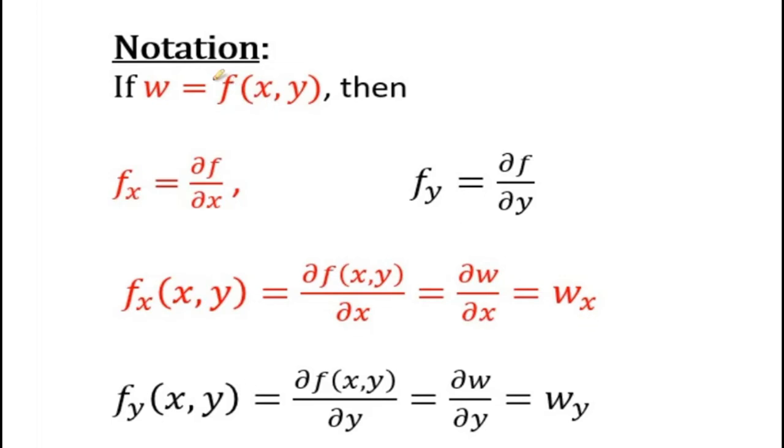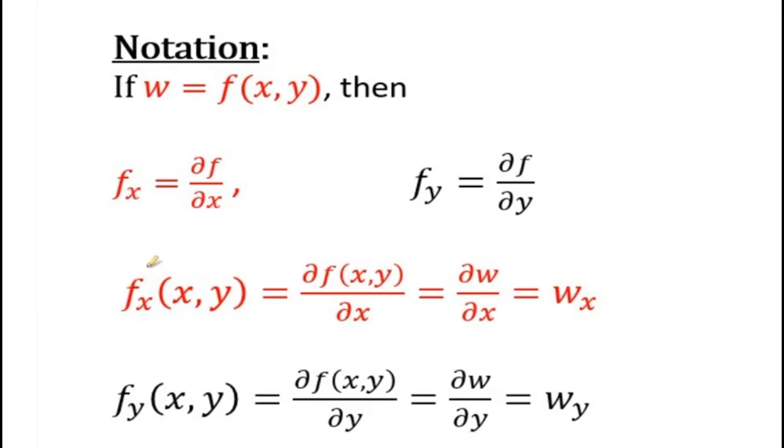Now we have the notations for the first order partial derivative. If w is equal to f(x,y), then fx is equal to partial f by partial x. This notation may be read as partial, so that's why we read partial f by partial x. fy is equal to partial f over partial y.